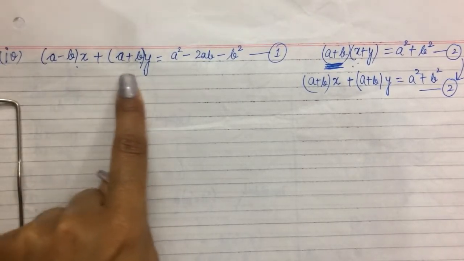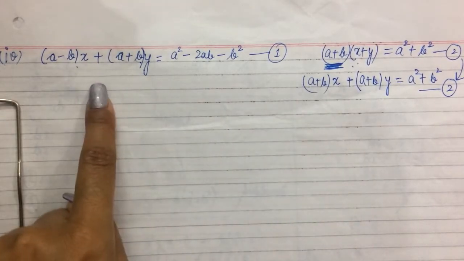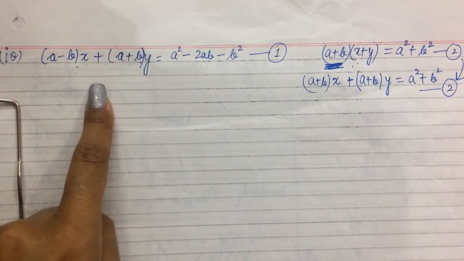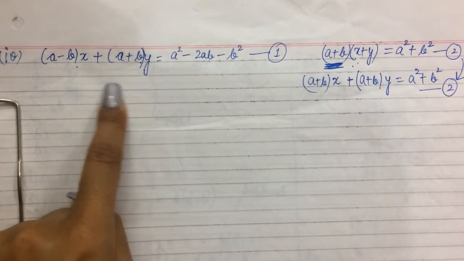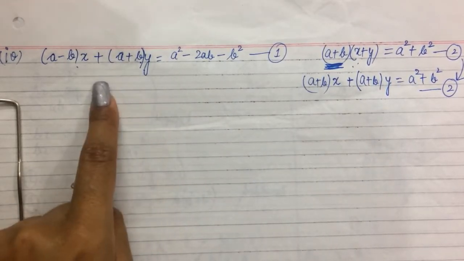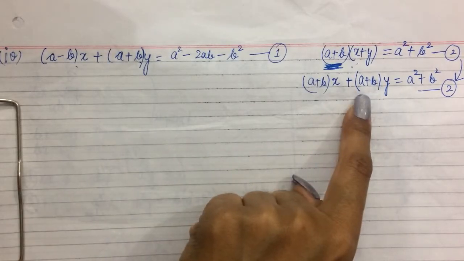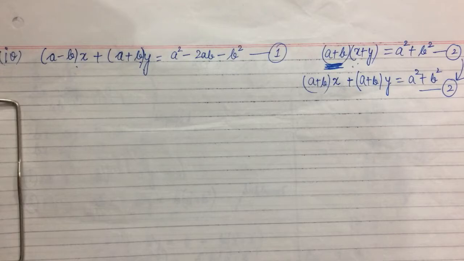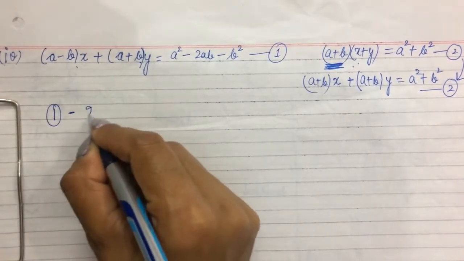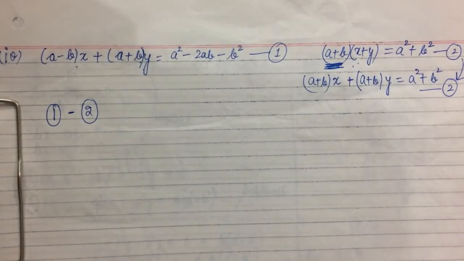Now I want to use elimination here. I don't need to multiply in this particular part because the coefficients of y are matching. This is a plus b with plus sign. Over here also a plus b with plus sign. I simply need to subtract these two and the term with y will get cancelled. So let's subtract equation number 1 minus equation number 2.